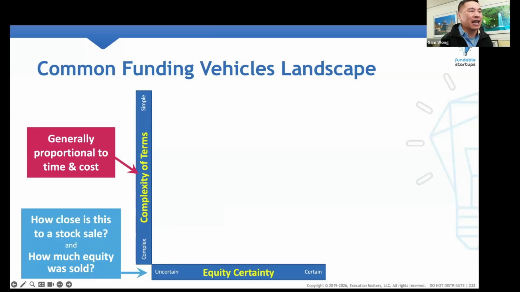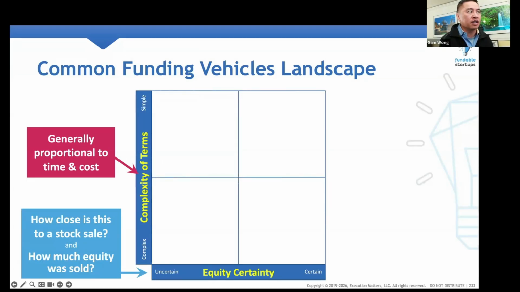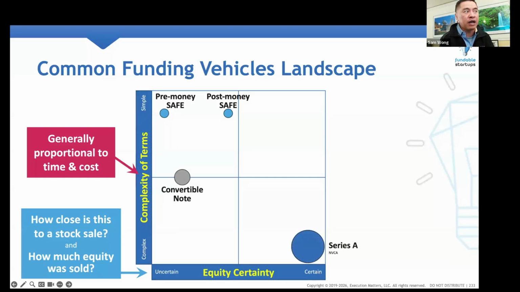So that naturally provides a 2 by 2 matrix. A convertible note is roughly, in my opinion, right there on the center left. A pre-money safe is in the upper left corner. A post-money safe is kind of top... Then you have your Series A financing round, which is usually done with NVCA model documents. That's 200 pages worth of legal contracts. This is a very heavy lift because it's so much legal work.